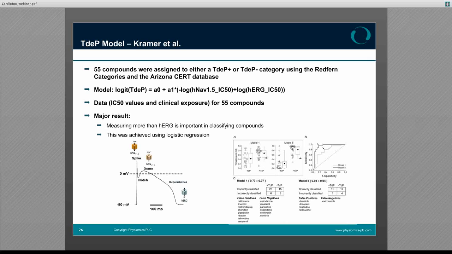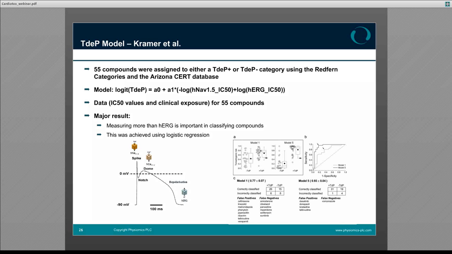So here's another alternative to torsadogenic predictions. In this situation, what the authors did, Kramer et al., these are the folks at Chantest, is they decided to say, well, instead of having the four or five category system that Redfern and the people by Mirams et al. have developed, what happens if we just have two categories, yes or no? Is a compound likely to be torsadogenic or not? And what they found, which I thought was quite interesting, is that you could produce quite a predictive model by just using a standard statistical technique known as a logistic regression model.